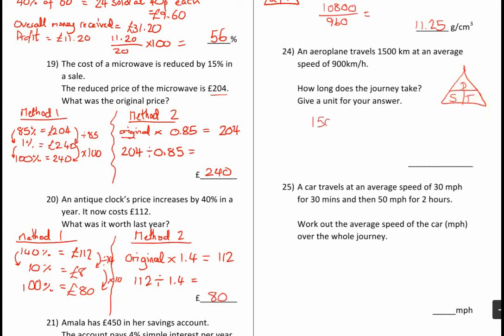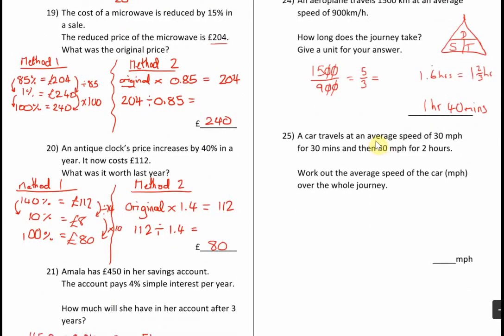So 1,500 divided by 900, I cancel those off straight away. 15 divided by 9, both divisible by 3, 5 over 3, or 1.6 recurring. Or 1 2/3 of an hour, which is 1 hour and 40 minutes. To be honest, if you just put 1.6 recurring hours or 1 2/3 of an hour, that would be fine as well. Just don't put 1.6 on its own, because that's different.